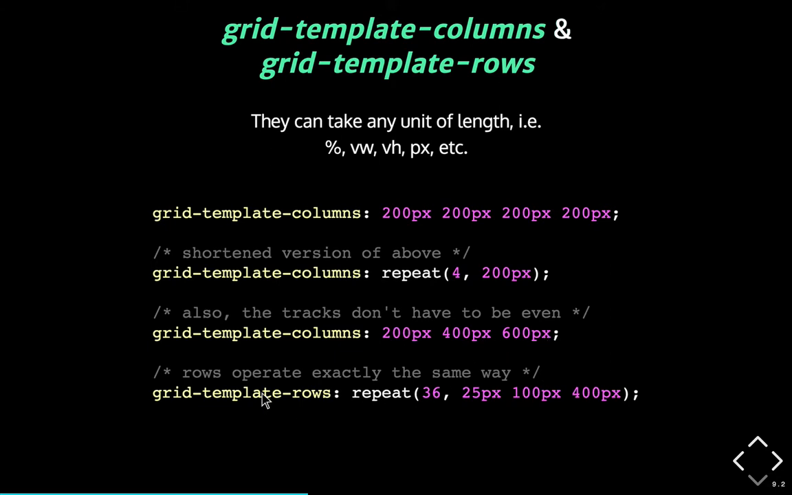And then grid template rows is exactly the same thing. It operates in the same way, except for one thing. I believe there's going to be one unit of measurement that's brand new that we'll talk about in a second that doesn't operate the same on template rows as it does on columns. I haven't figured that out yet.